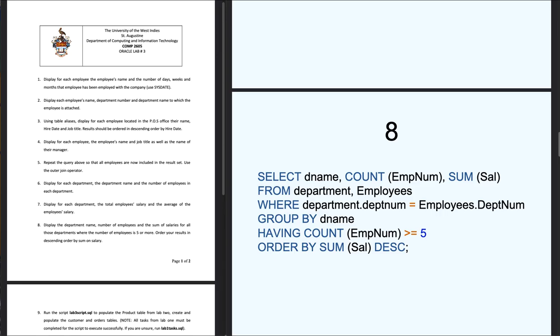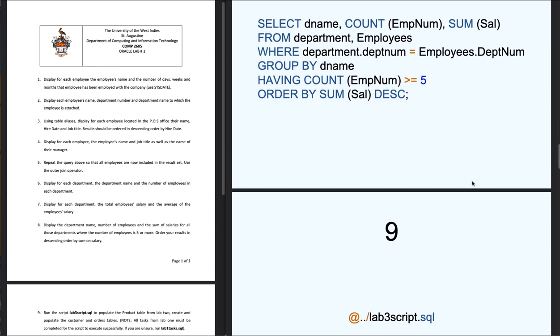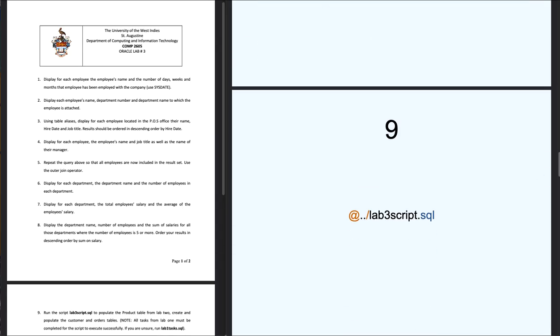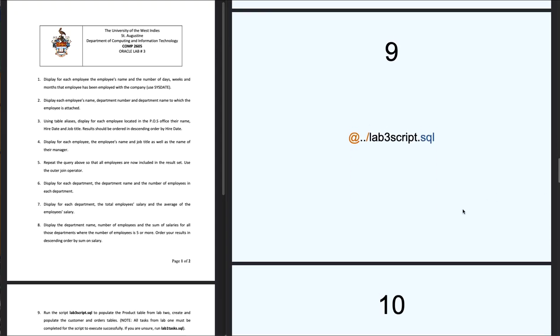Let's take a look at question 9. Run the script Lab3 script.sql to populate the product table from Lab2. Create and populate the customer and orders table. Note that all tasks from Lab1 must be completed for the script to execute successfully. If you're unsure, run the Lab1 tasks.sql. This is just running the script provided, so make sure the path is correct and execute the files in Oracle. By doing this, it's fairly simple.